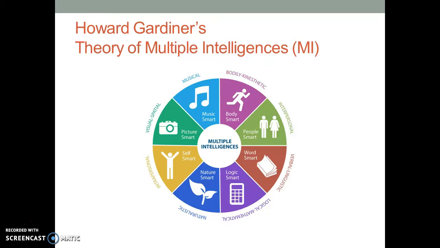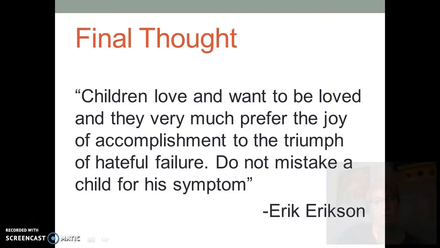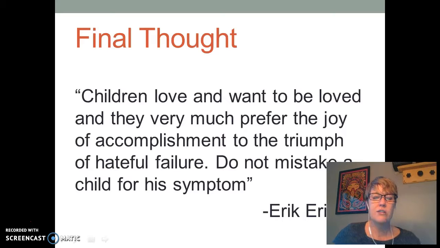So I want to wrap up this segment with a quote: "Children love and want to be loved, and they very much prefer the joy of accomplishment to the triumph of hateful failure. Do not mistake a child for his symptom." And I'm going to change the view here and put myself back in the corner. I just want to say to you that I think this quote really sums up the essence of the guidance philosophy. That children do want to be accomplished and they do want to do well in the world. We all do. All people have good intentions.